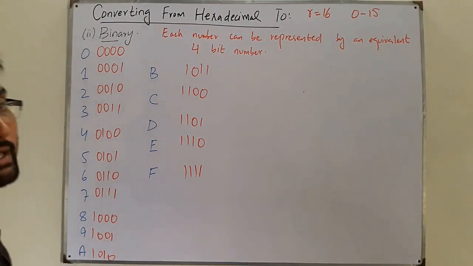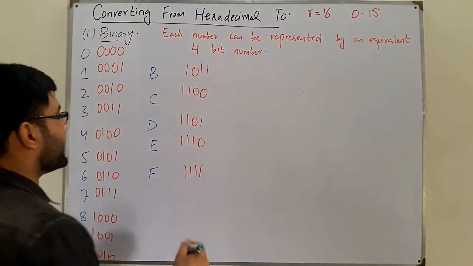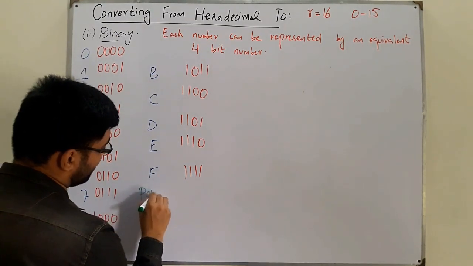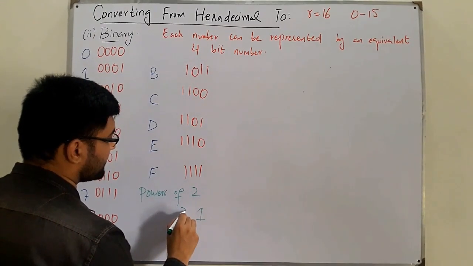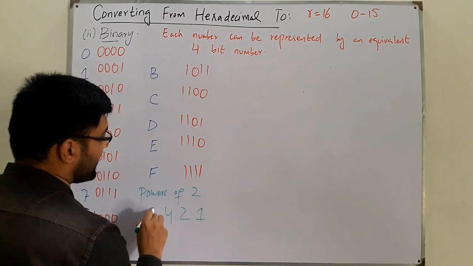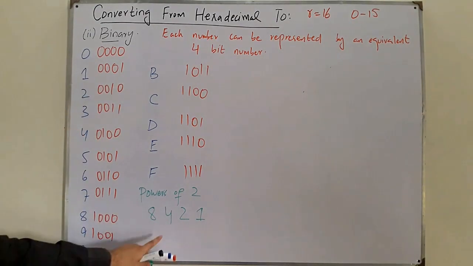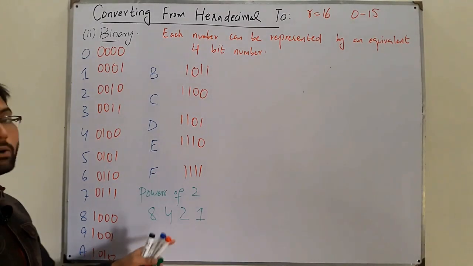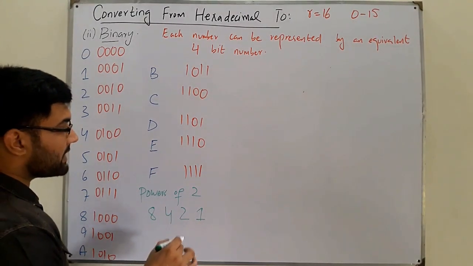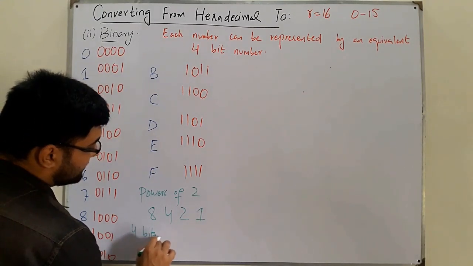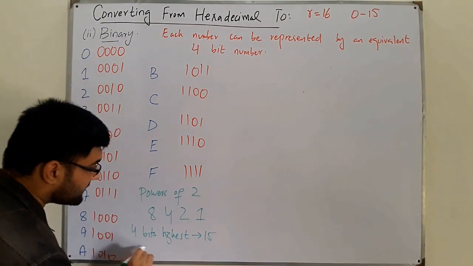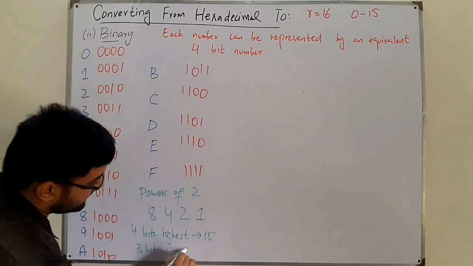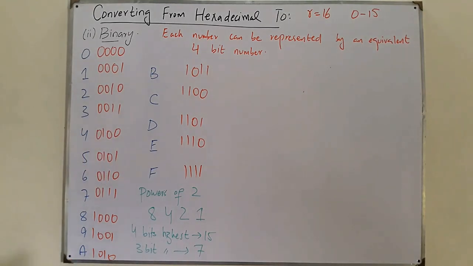And how are these? We've seen them from the octal also, and you can show them by the powers of 2. The powers of 2 are 1, then 2, then 4, then 8. So these are till 8, okay? When all of them are 1, we have 8 plus 4 plus 2 plus 1, which is 15. So the highest number that can be represented by 4 bits is 15, okay? We've seen that a 3-bit highest is 7, and a 4-bit highest is 15. Similarly, a 2-bit highest is 3.